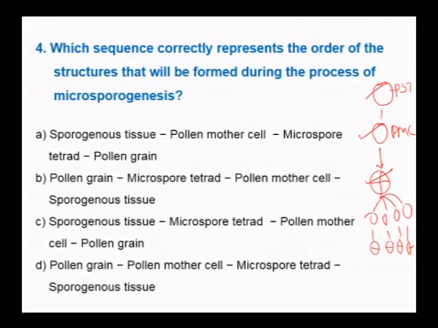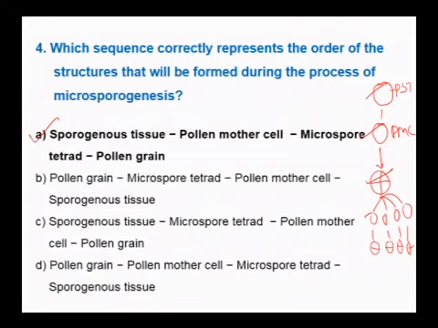Therefore, in the given options, the first option, sporogenous tissue, correct, pollen mother cell, microspore and pollen tetrad. So, the first option is correct, but the second starts with the pollen grain, wrong. Third one, sporogenous tissue, okay, but microspore tetrad, wrong. Fourth option, pollen grain, wrong. Therefore, the correct answer is the first one.